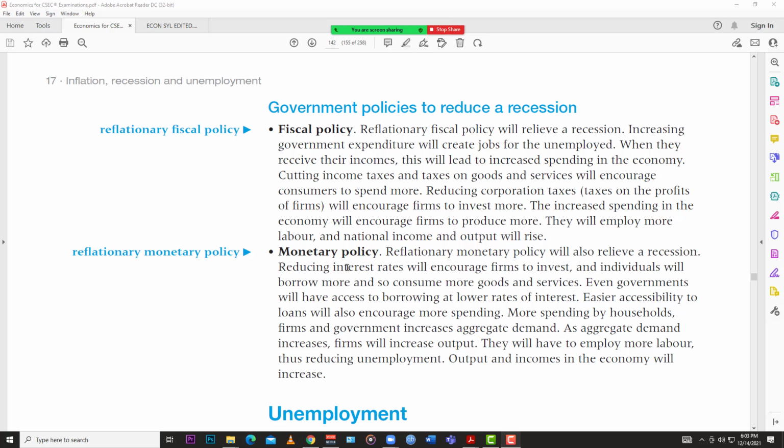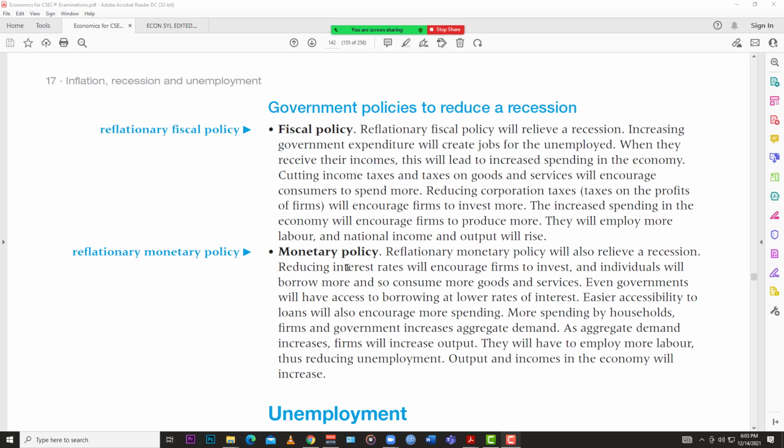Even governments will have access to borrow at a lower rate of interest. Easier accessibility to loans will also encourage more spending by households, more spending by firms, more spending by government. This will all lead to an increase in demand, an increase in aggregate demand. As aggregate demand increases, firms will increase output. And if they increase output, they would then have to employ more persons. And so you see the economy would start kicking up again. So you can see how everything is linked.